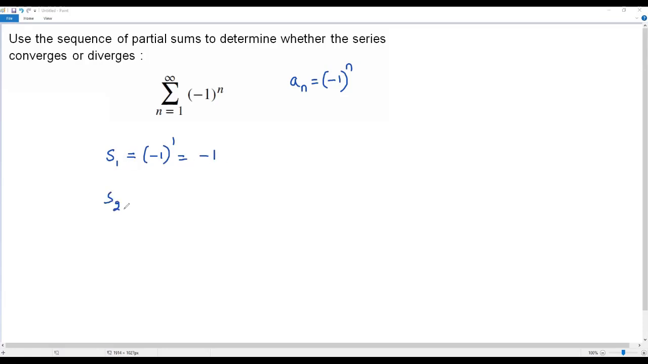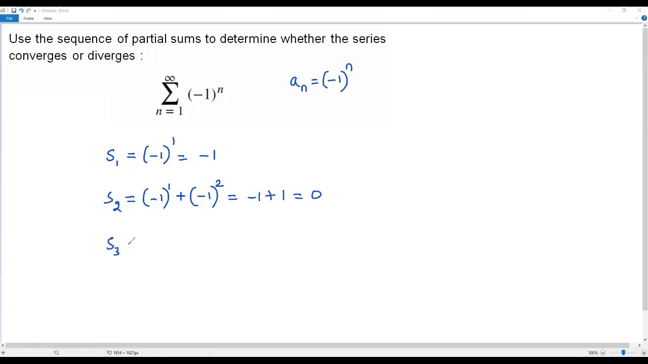Now let me get the second partial sum. The second partial sum is the sum of the first term and the second term, that is, the sum of the first two terms. To get the first term, I plug in n equals 1 into the nth term, and I get (-1)^1, which is -1. To get the second term, I plug in n equals 2, and I get (-1)^2, which is 1. So I'm getting -1 + 1, which is 0. So the second partial sum is 0. That is, the sum of the first two terms of the given series is 0.